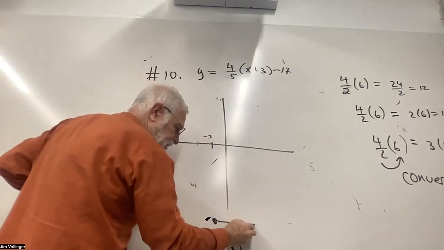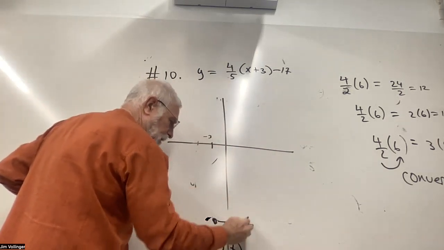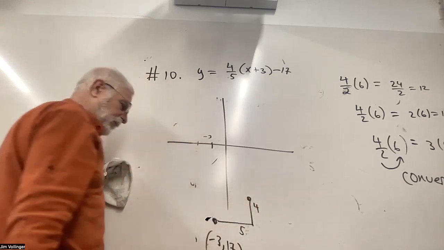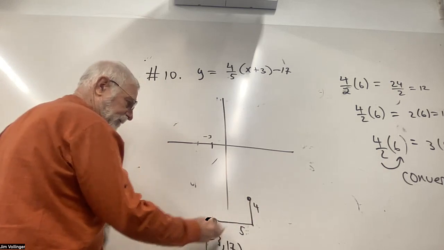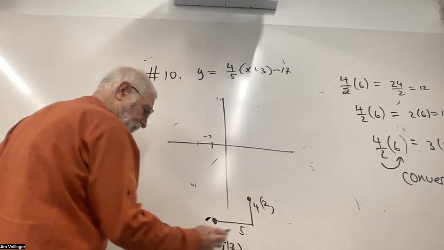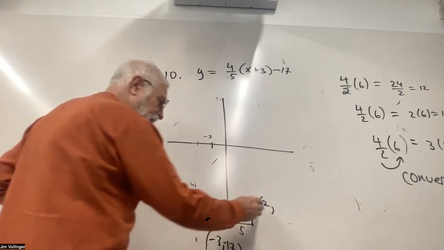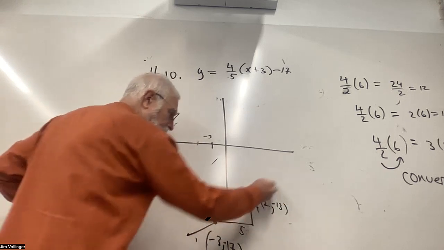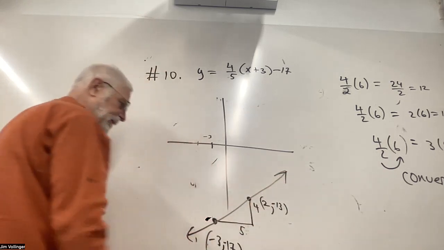Horizontal change in x, 5 units. Up 4, that's a little smaller, taking me to a new location. If I add 5 to -3, I'm at 2. If I add 4, oops, I forgot the minus sign. If I add 4 to -17, I'm at -13. We kind of just did that problem, putting arrows on both sides.